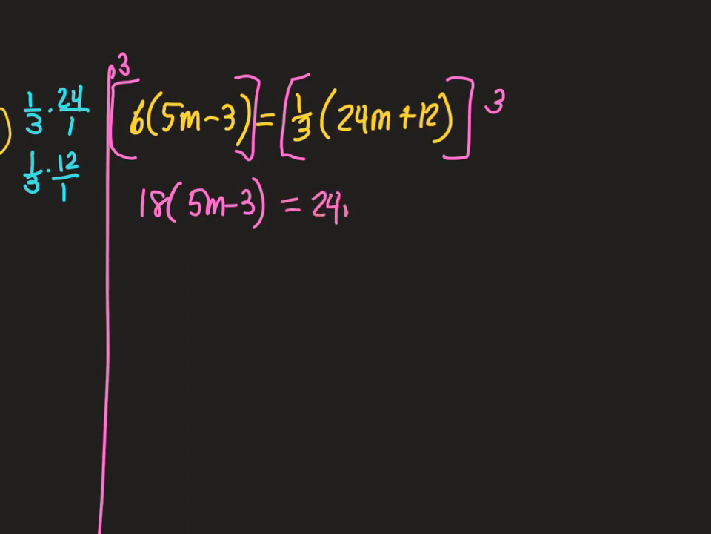Now I have 24m plus 12. I distribute the 18 to each person, but I'm done dealing with this fraction. So if you want to get rid of the fraction first, multiply by the denominator. If this had like a 2/3, you'd come over here and multiply by 3 over 2. But it's just another way to get rid of fractions if you don't like them.